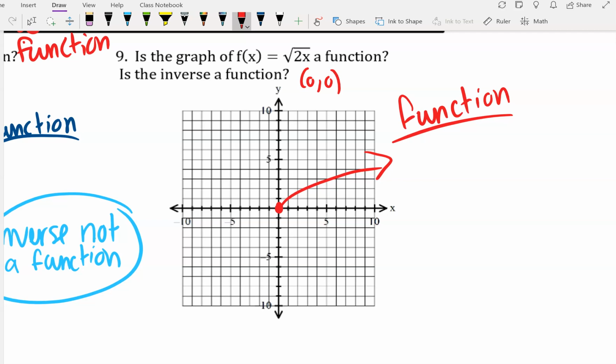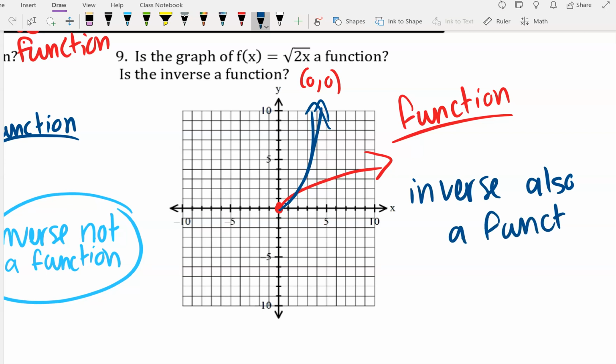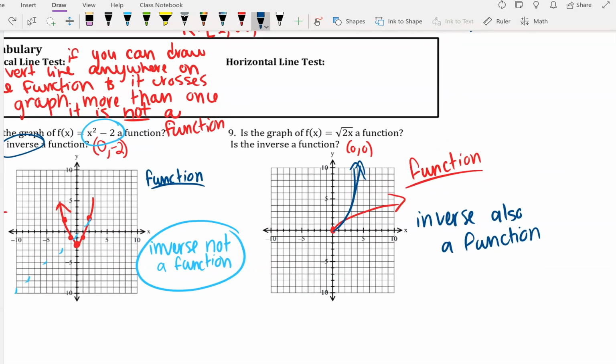Picture the inverse. An inverse would be a reflection of that. It'd be kind of flipped on its side. It would probably look something like that. Again, there's no way that I could draw a vertical line and have it cross more than once. I didn't do the greatest sketch. This shouldn't curve totally up. I'm sorry. It would continue kind of like this, and it would pass the vertical line test. So the inverse is also a function. So back to that horizontal line test: if you were to draw a horizontal line on this, it wouldn't cross more than once, so that's how we know the inverse is a function.